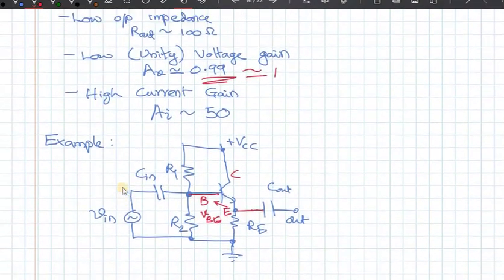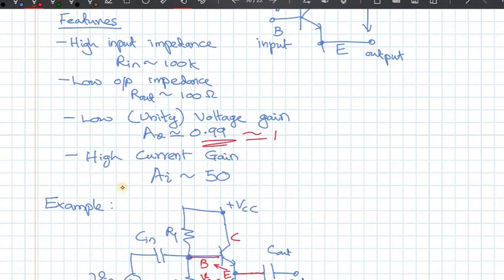If you look at the features, you see that it has a very high input impedance and a low output impedance. So let's say I have a microphone. The output of the microphone cannot deliver a large power. So the current can be very small. The output power of the microphone can be small.